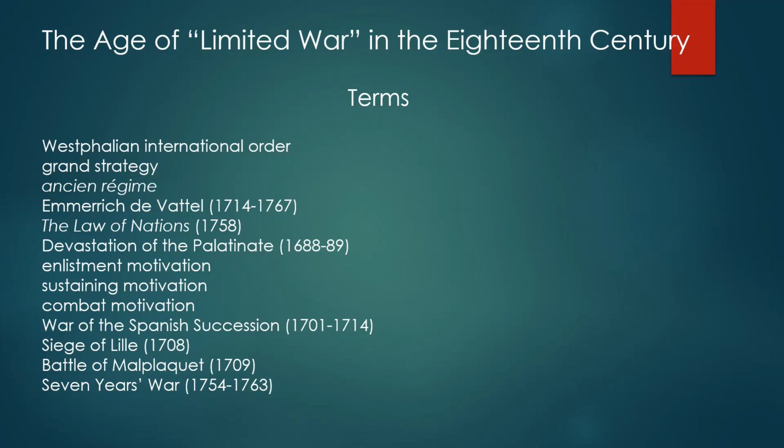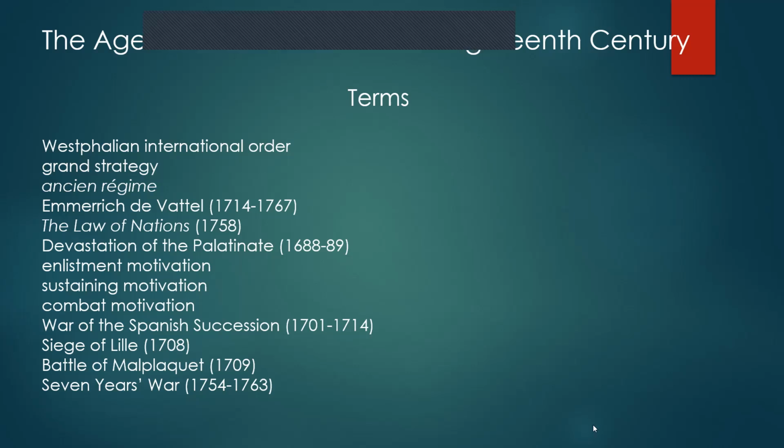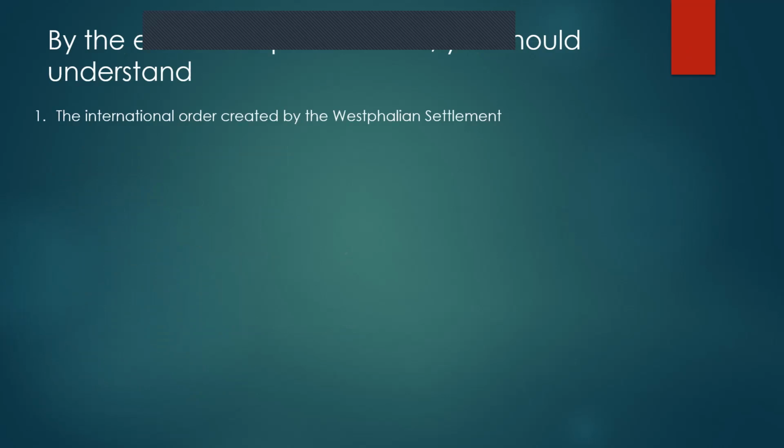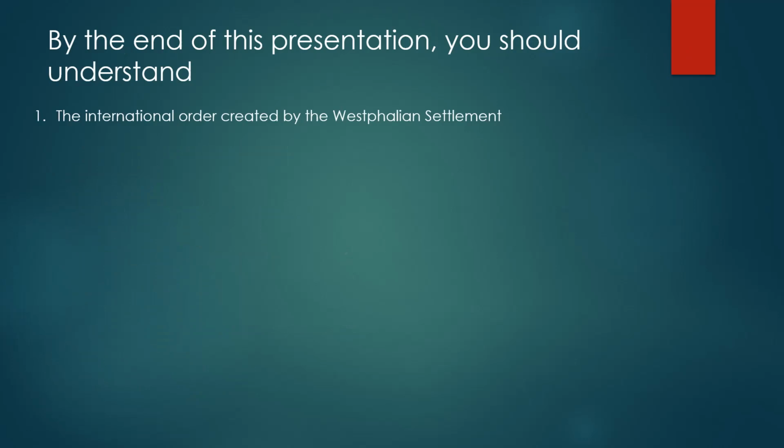The terms you'll find on the PDF, so I won't spend too much time with them, but there are two key ones that I want to point out to your attention: Westphalian International Order and Grand Strategy. You've already had exposure to these, so this is by way of review. Now, by the end of this presentation, you should understand the international order created by the Westphalian settlement. Of course, you've already had some exposure to that, so this is review. The elements of grand strategy, which you've also been exposed to, so this is another review.